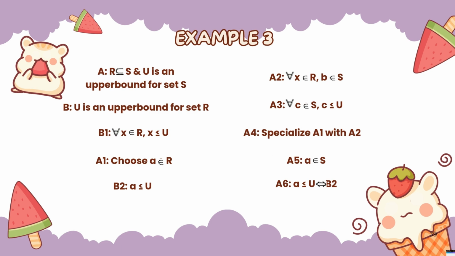Example 3: R is a subset of S and U is an upper bound for set S. Prove U is an upper bound for set R. For B1, for all x element of R, x is less than or equal to U. Choose a element of R. A2, for all x element of R, x is an element of S. A3, for all c element of S, c is less than or equal to U. Next, specialize A3 with a. a is an element of S. A6, a is less than or equal to U, which is equal to B2.